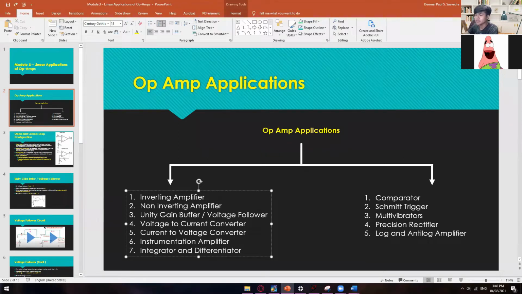Okay, so we are now in number 3, which is the unity gain buffer, or sometimes you call this one voltage follower. We will discuss them one by one, but for now we will talk about the unity gain buffer, or voltage follower. So just ignore the others to avoid confusion, and just focus on number 3 for now.